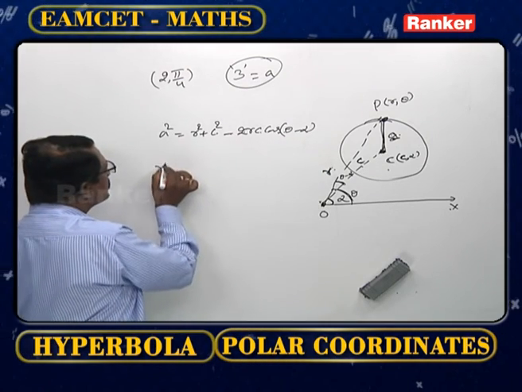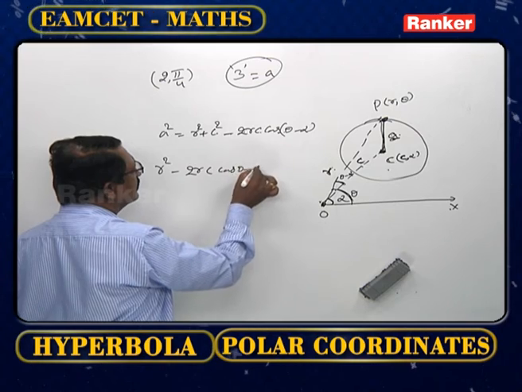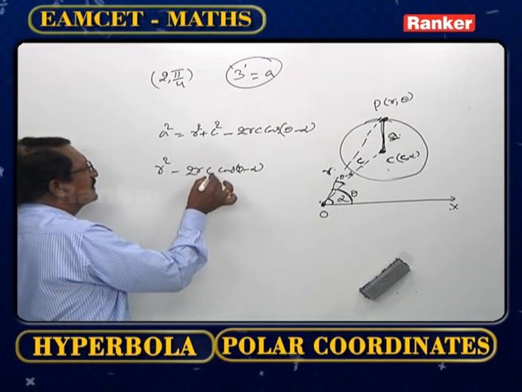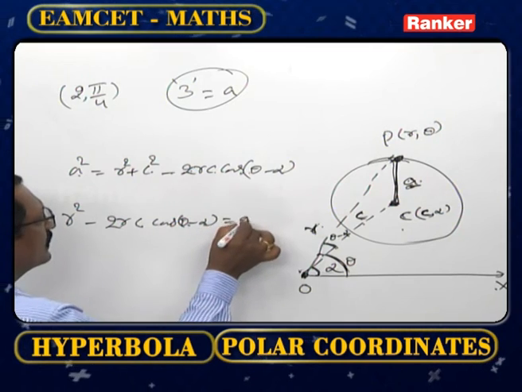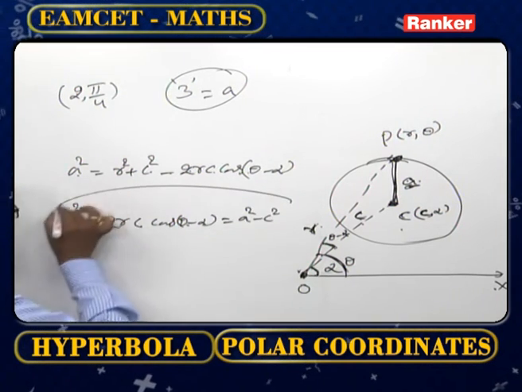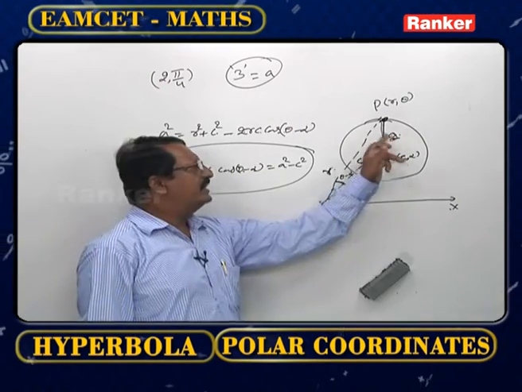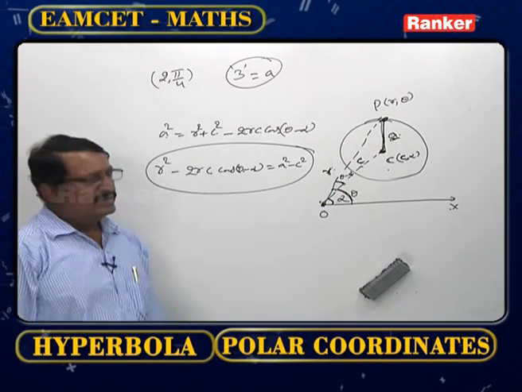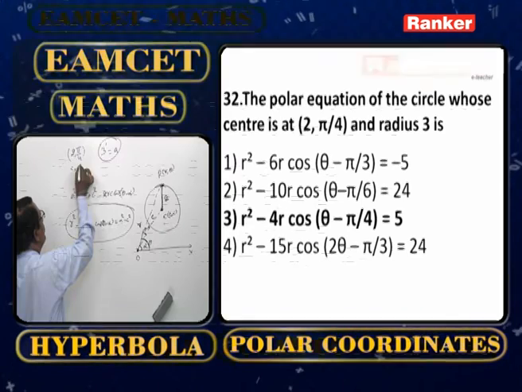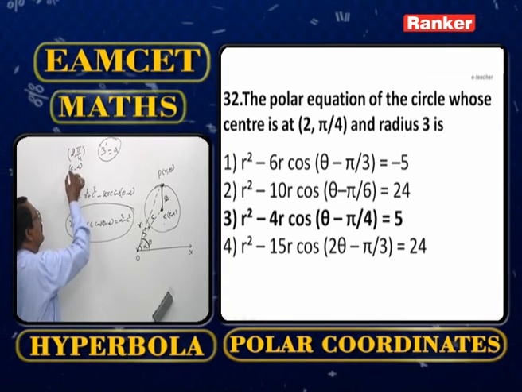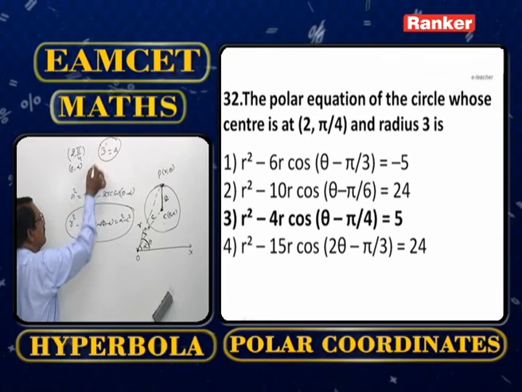Now r square minus 2rc cos of theta minus alpha equals a square minus c square. This is the required equation of the circle whose center is c comma alpha and radius a. Now radius a equals 3, and c comma alpha equals 2 comma pi by 4. Here the value of c equals 2, alpha equals pi by 4, a equals 3.